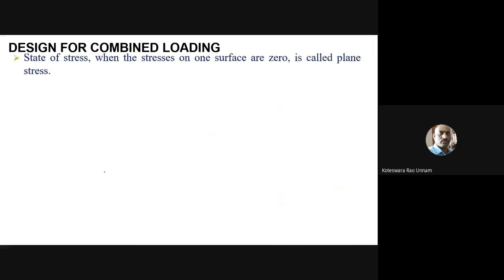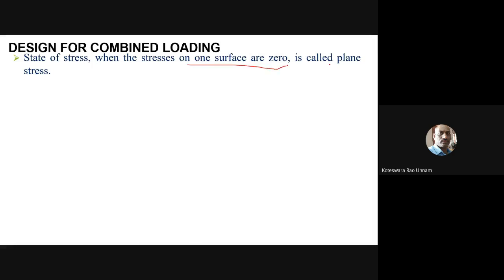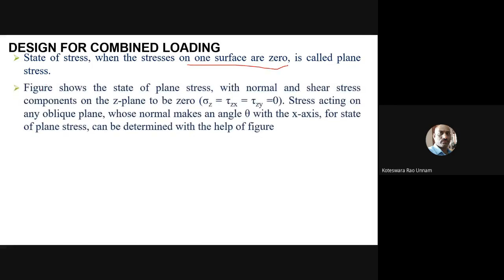Now, when the stress on one surface is 0, we call it a plane stress. That I have already told you. That is, out of these three planes, if the state of stress in one direction is 0, then this reduces to a plane stress problem. That's what is stated here: stress on one surface being 0 is called plane stress. Then this figure you can call a state of plane stress, or a biaxial state of stress.